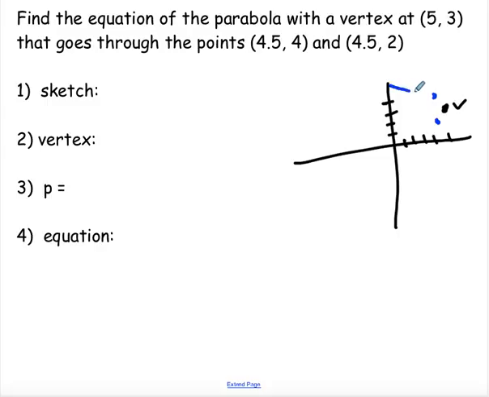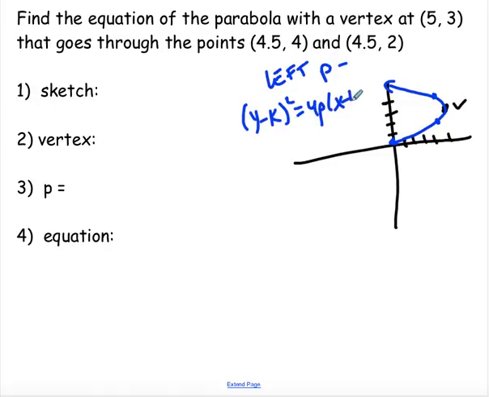So if we draw and connect the dots, it's opening to the left. So that means that P is going to be negative. It also means that if it's opening to the left, our equation has the y's being squared. And we know our vertex, h and k. Got that figured out.